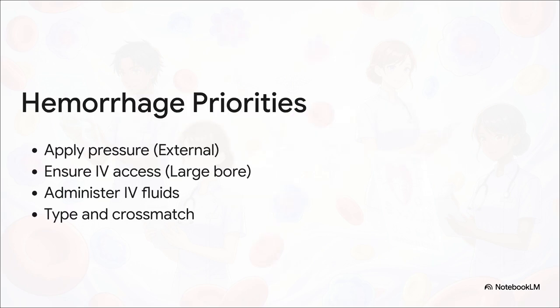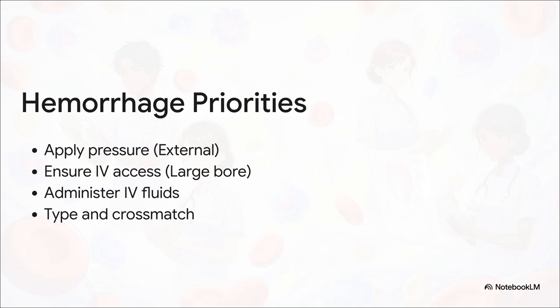Okay, here are your absolute, non-negotiable first moves. If the source of bleeding is external, your very first action is to don gloves and apply direct pressure. But think back to our MVC scenario. The client is vomiting blood. That means the bleeding is internal, so your priorities shift instantly to circulation.